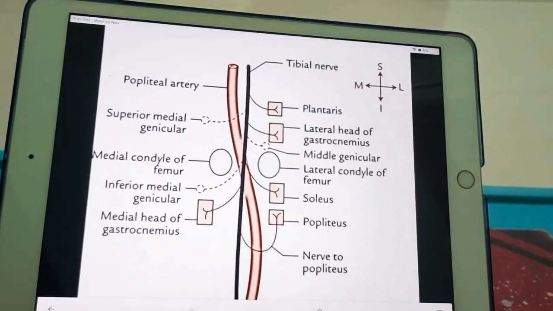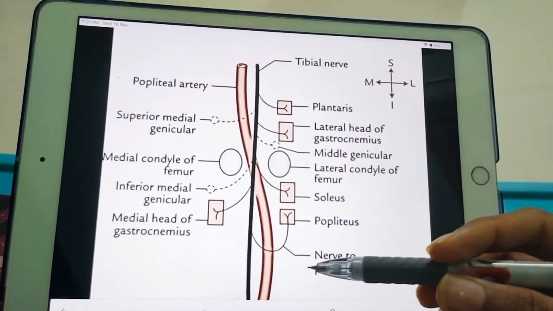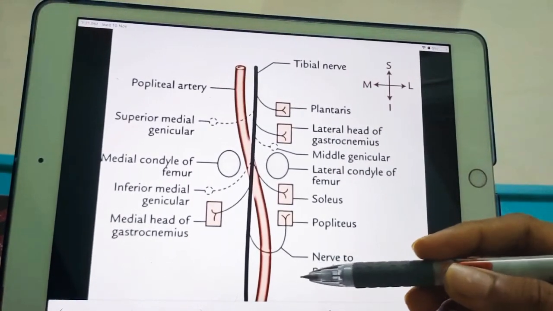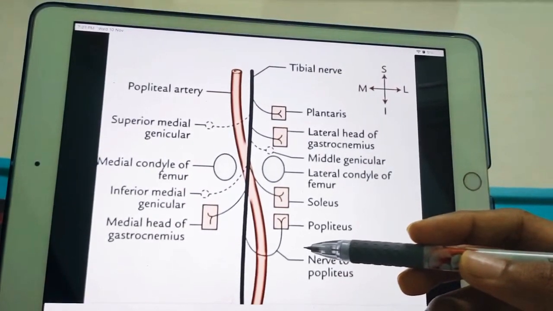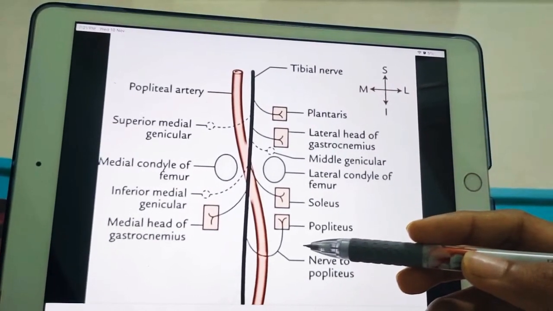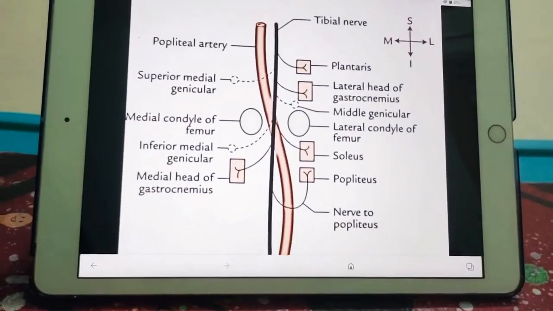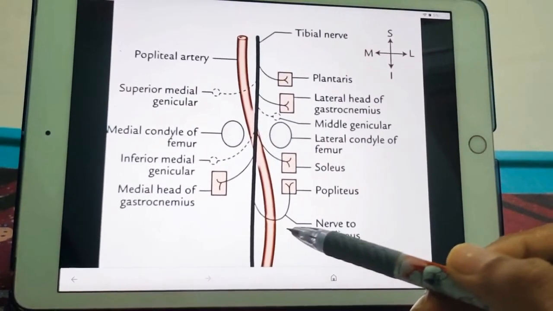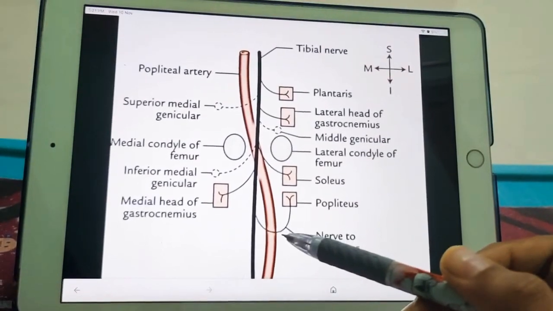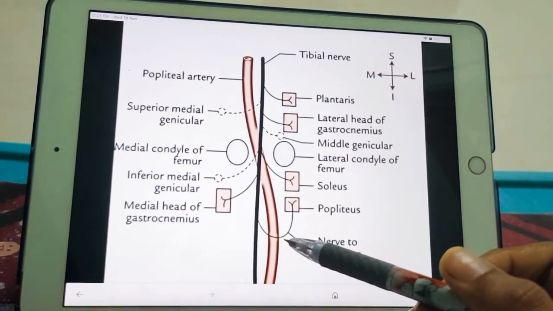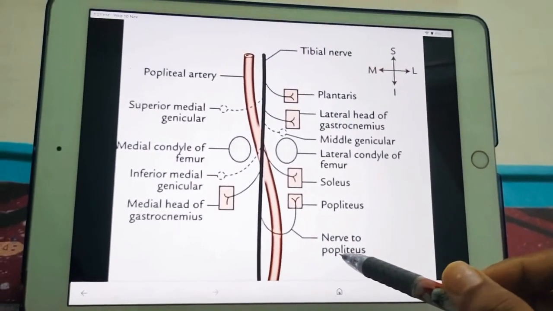So the nerve to popliteus, if you see, mainly crosses the popliteal artery and runs downward laterally, winds around the lower border of popliteus, and supplies it from the deep anterior surface. In addition to popliteus, it also supplies the tibialis posterior. And also this nerve to popliteus supplies the superior tibiofibular joint. It also supplies the tibia, the interosseous membrane, and the inferior tibiofibular joint. So both superior and inferior tibiofibular joints are supplied by the nerve to popliteus.